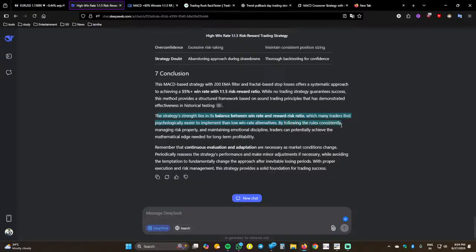By following the rules consistently, managing risk properly, and maintaining emotional discipline, traders can potentially achieve the mathematical edge for long-term profitability. Remember that continuous evaluation and adaptation are necessary as market conditions change. Periodically reassess the strategy's performance and make minor adjustments if necessary, while avoiding the temptation to fundamentally change the approach after inevitable losing periods.